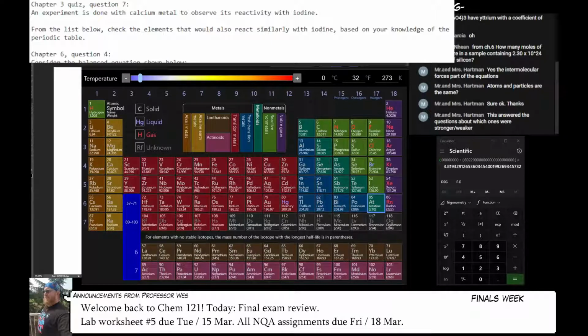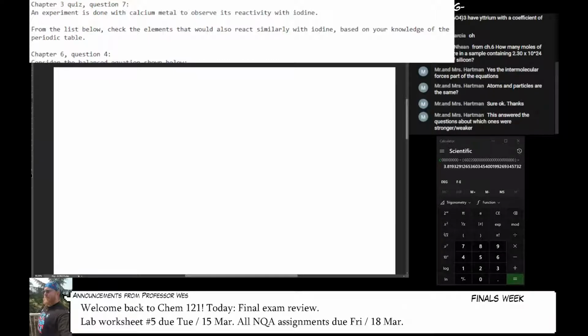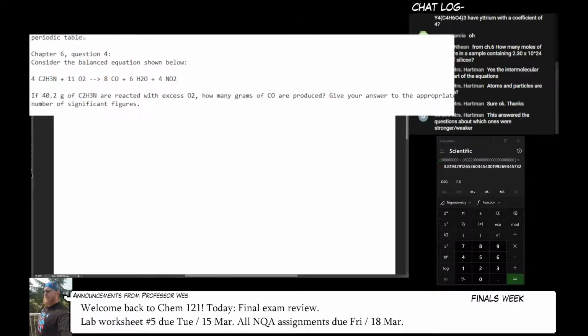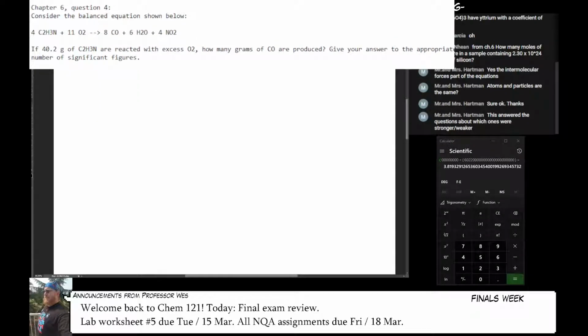Okay, so I can do this. Can I scroll this? No, I don't have a scroll bar. All right.